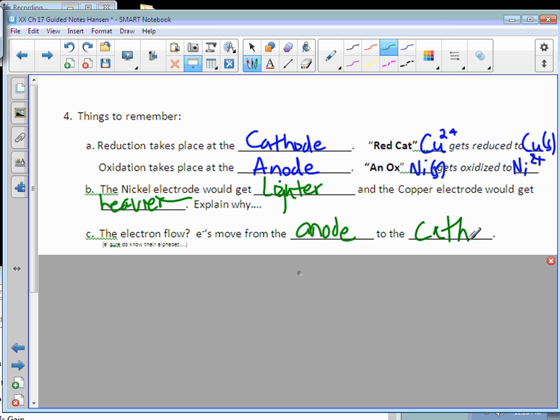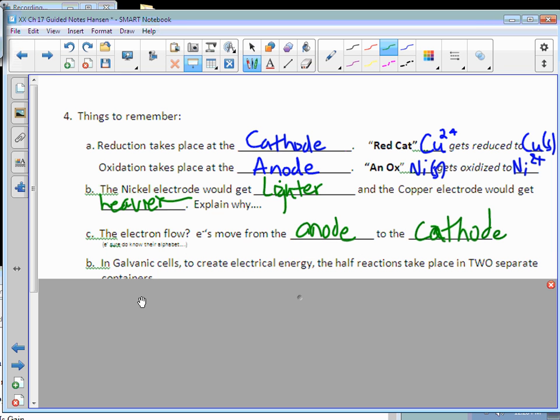Okay, and there's this little tip in like size -5 font, that says electrons know their alphabet, right? You'd go from A to C according to the alphabet. So the anode to the cathode. All right, well that's fun.